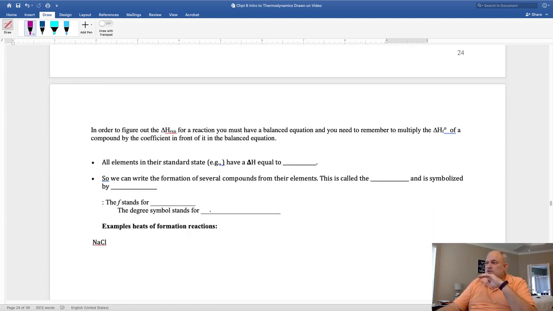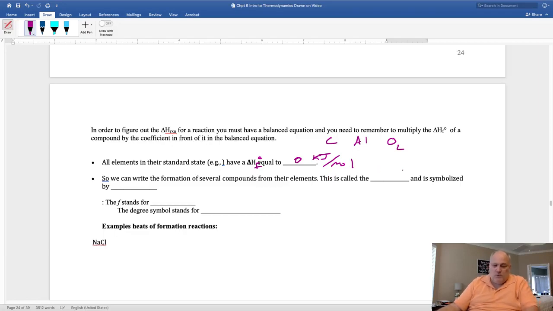So what you should know first is that whenever you have an element by itself, let's say you have carbon or aluminum or even a diatomic molecule like O2, all of those have a change in H of formation of 0 kilojoules per mole. So you'll never see an element, and by the way, this is poorly written because it should read change in HF, you're never going to see an element by itself that has anything other than 0 enthalpy of formation.